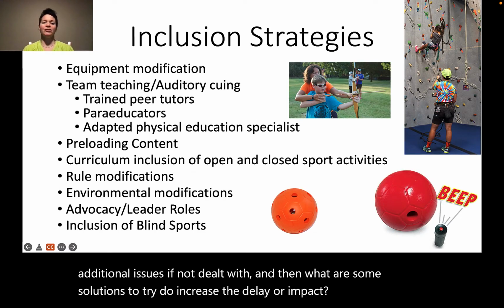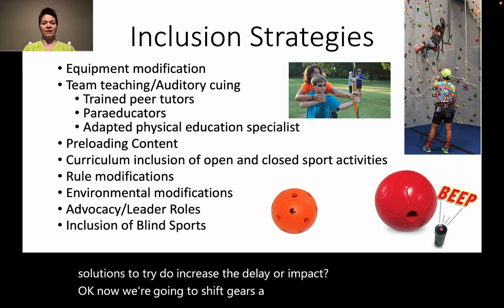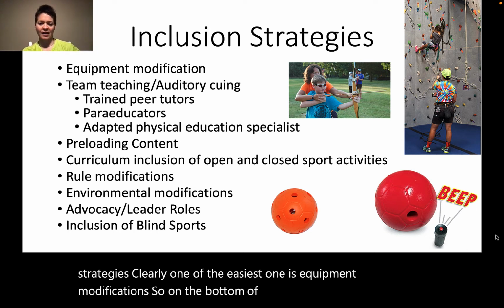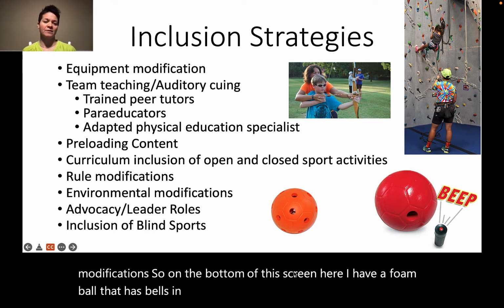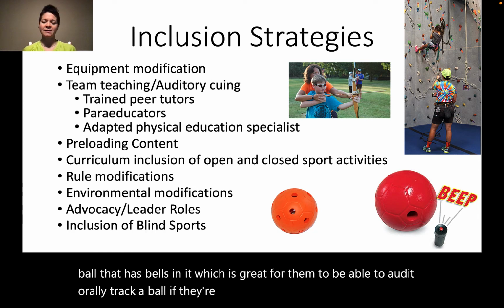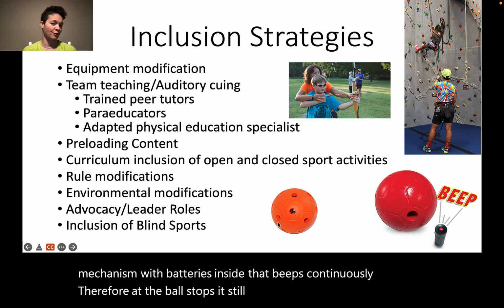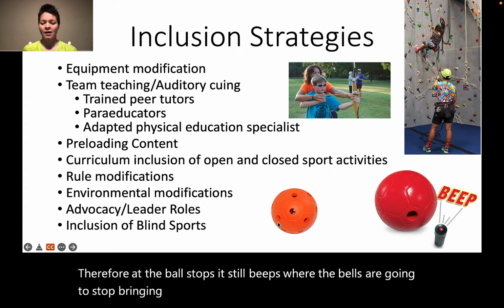Okay, now we're going to shift gears a bit and talk about inclusion strategies. Clearly, one of the easiest is equipment modifications. On the bottom of the screen here, I have a foam ball that has bells in it, which is great for them to be able to auditorily track a ball if they're not able to see it. This other ball has a mechanism with batteries inside that beeps continuously. Therefore, if the ball stops, it still beeps, whereas the bells will stop ringing if the ball stops.